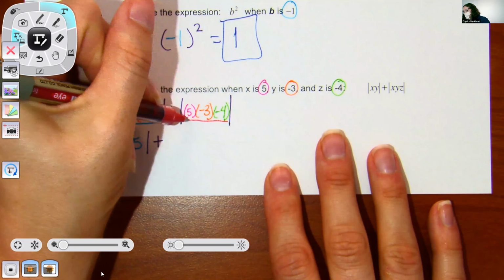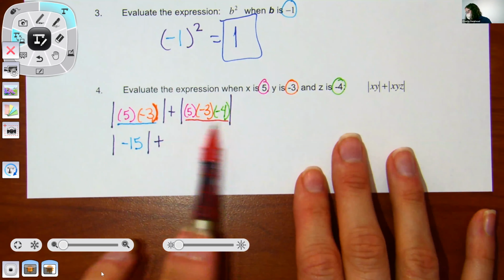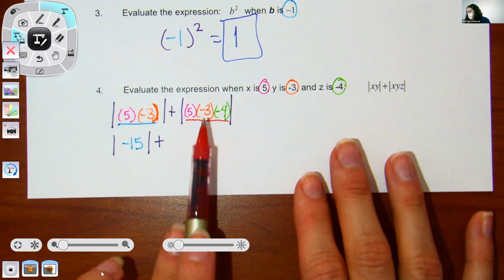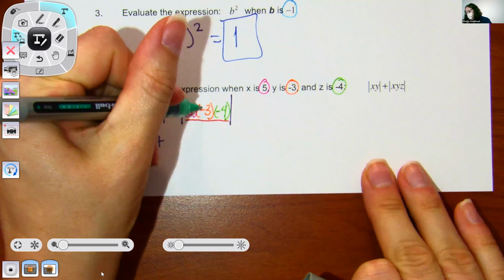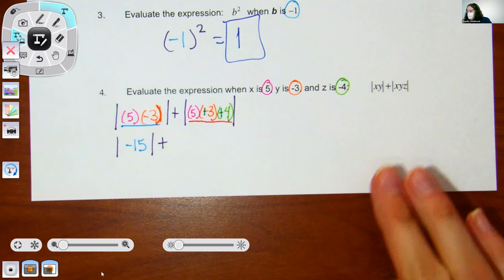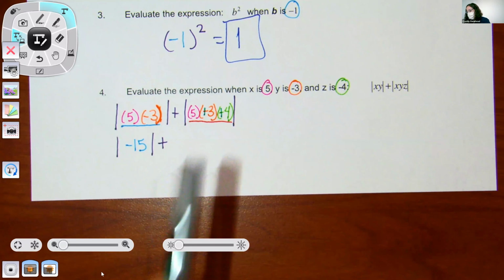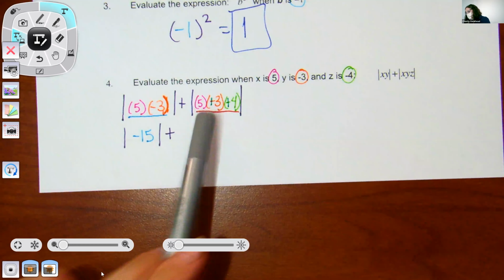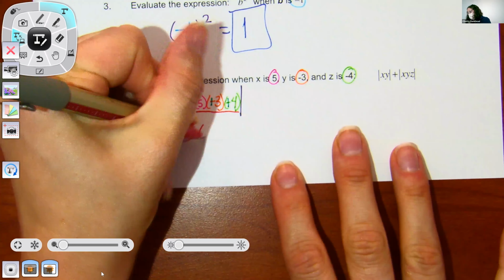It's all multiplication, so I already know those negatives are going to cancel each other out. And it's just going to end up being a positive. So I can even say, I know 3 times 4 is 12, and then 12 times 5, that would be 60. And again, I'm going to bring down the absolute value symbol.